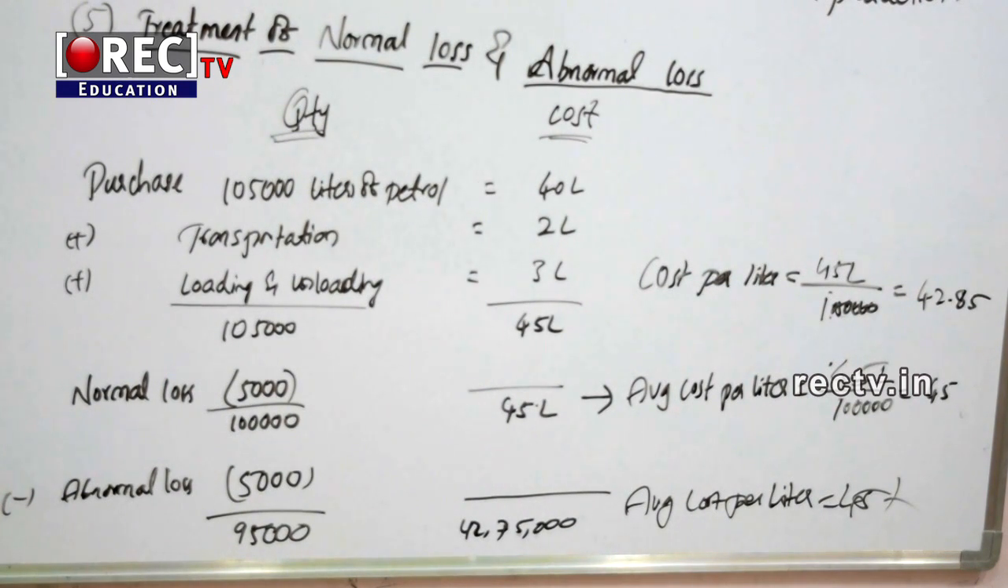And when we come to the abnormal loss, it is also 5,000. So now the quantity is 95,000. Here after deducting the quantity we should deduct the cost also. So we arrive at the cost of 42,75,000. Now the average cost per liter is 45 rupees.